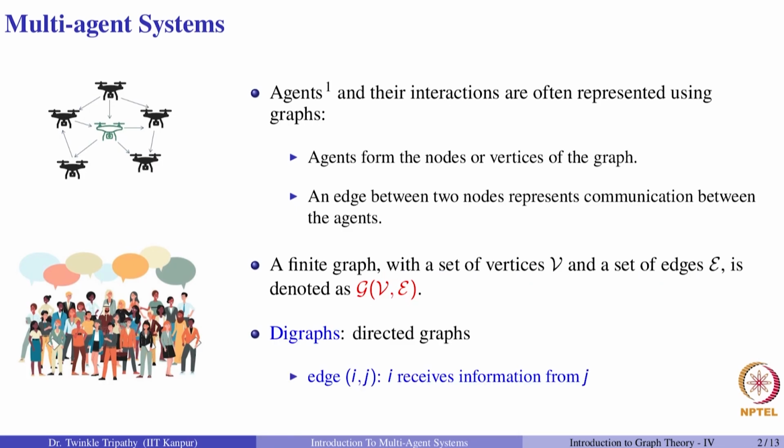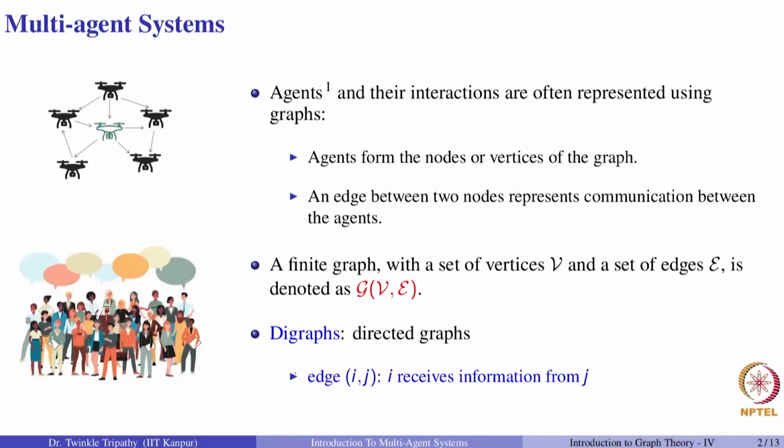Also, in general, any graph can either be directed or undirected. When it is undirected, we say that whenever there is an edge between any two vertices or any two agents, then they are both communicating with each other. However, when the graph is a digraph, meaning a directed graph, please remember that any edge i to j now means that i receives information from j, and the other way around does not follow from here.